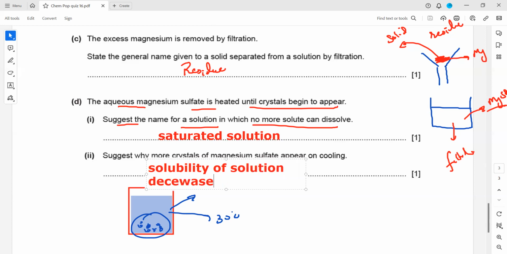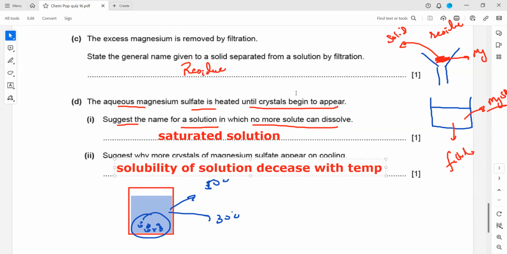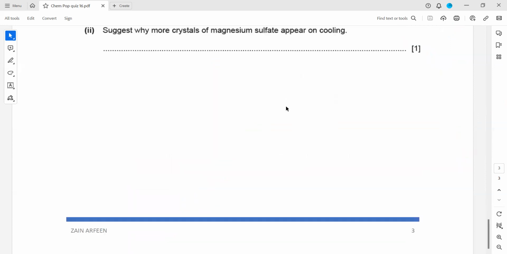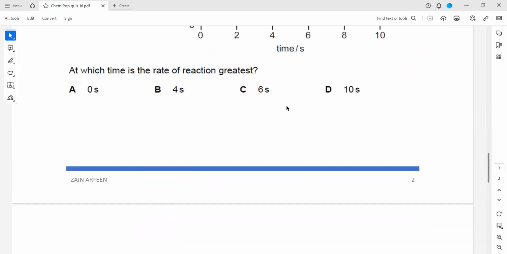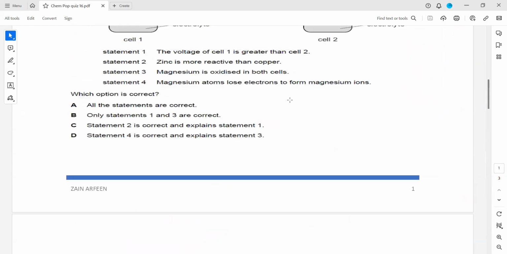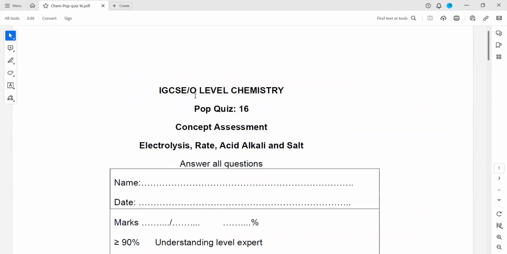So we can say the solubility of the solution decreases with temperature. At high temperature, it was dissolving more, but when the temperature decreases, it cannot dissolve as much. You can write this answer in your own words, or you can mention that solubility decreases with temperature. At low temperature, more solute will appear because it cannot dissolve as much, but at high temperature, a small amount of crystals will be there. So this was the pop quiz, which was related to electrolysis, rate, acid, alkali, and salts.